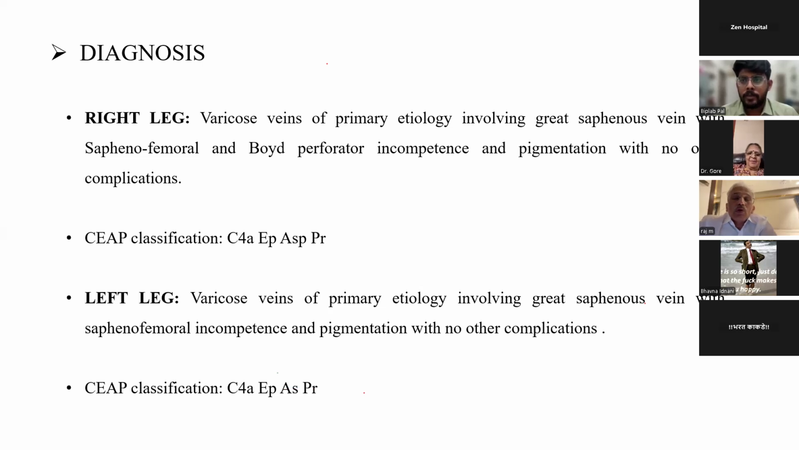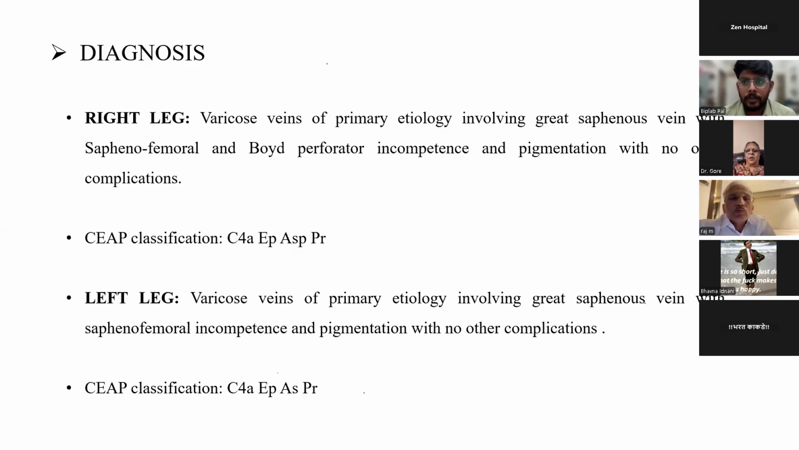So you said CEAP classification. What are the other C stages? Sir, C0 is no findings. C1 is telangiectasia and reticular veins. C2 is varicose vein. C3 is edema. C4A is pigmentation or eczema. C4B is lipodermatosclerosis. C4C is corona phlebitica, and C5 is healed ulcer, and C6 is active ulcer. Okay.